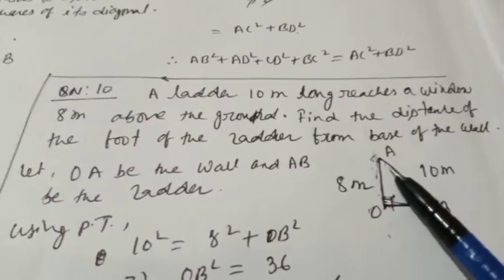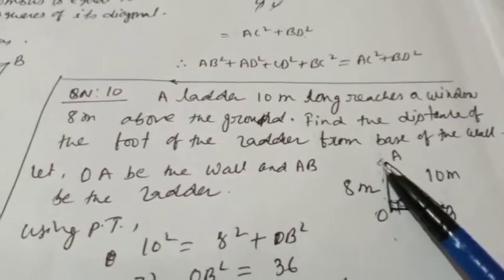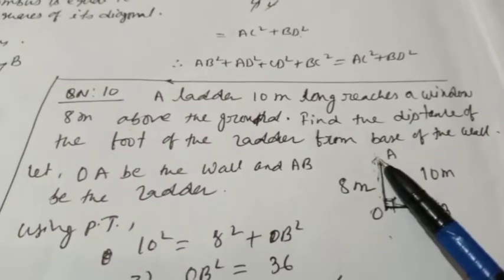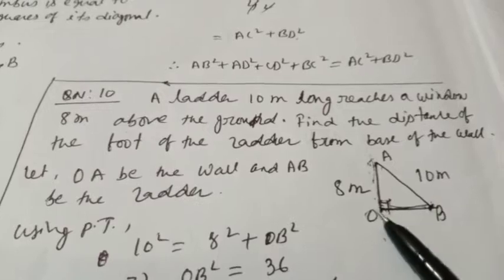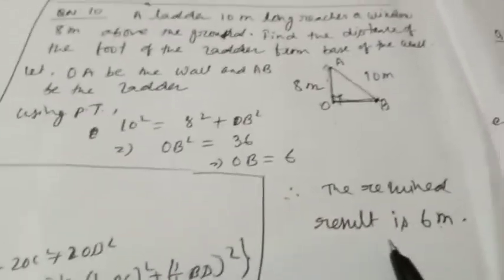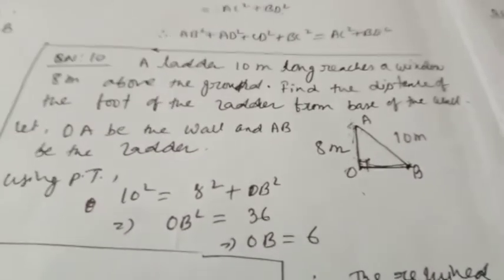And what have we done? We just imagined the figure and drew it. OA is the wall. Since it is perpendicular, it is 90 degree. Then this is the length of the ladder and this is the base. Now use Pythagoras theorem, then you will get the final result. I hope all of you understood.